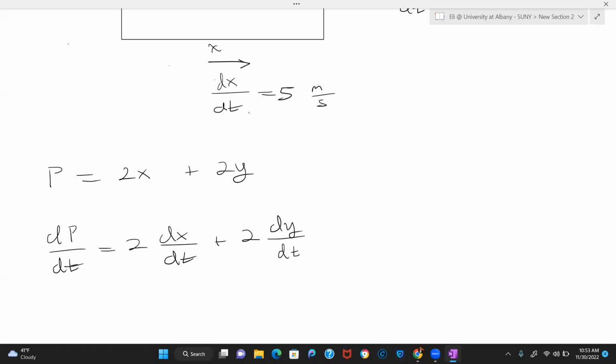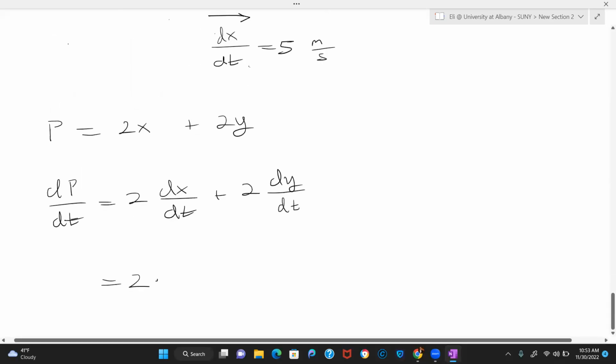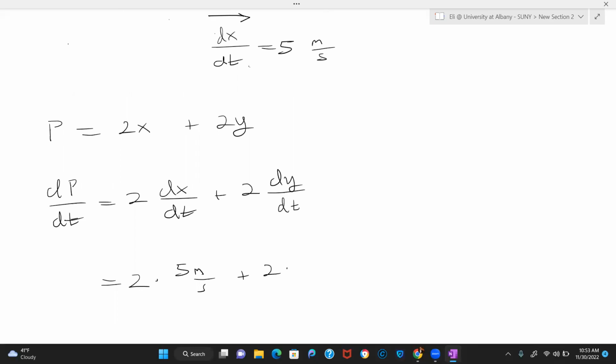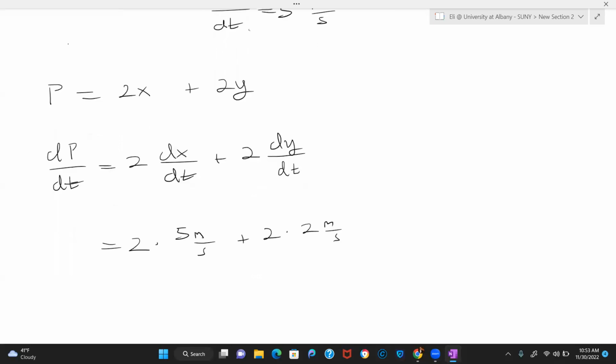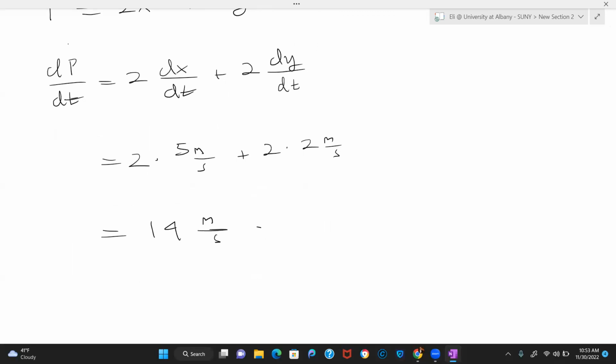So just making sure that you paid attention, that's all. And now we can plug in dx/dt. That is 5, so 2 times 5 meters per second plus 2 times 2 meters per second. So it's 10 plus 4, so it's 14 meters per second. That's it. All right.